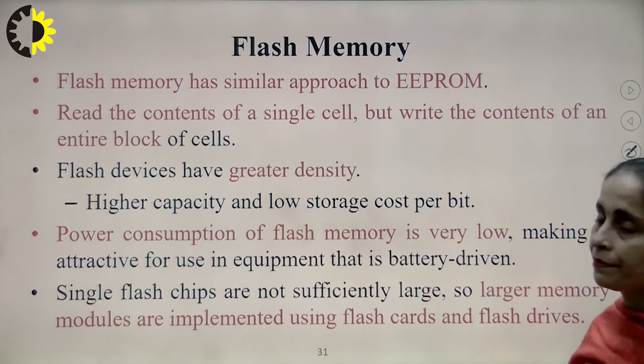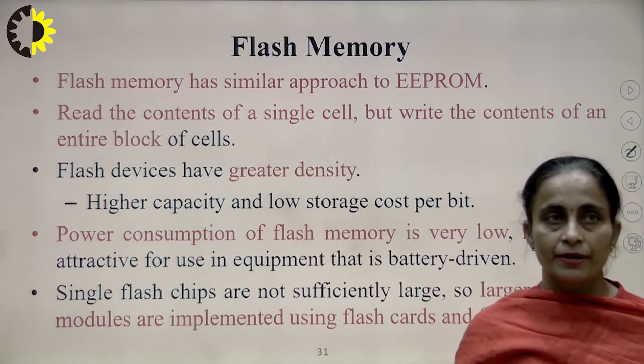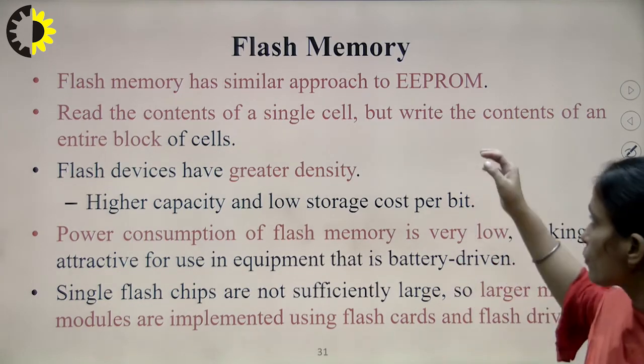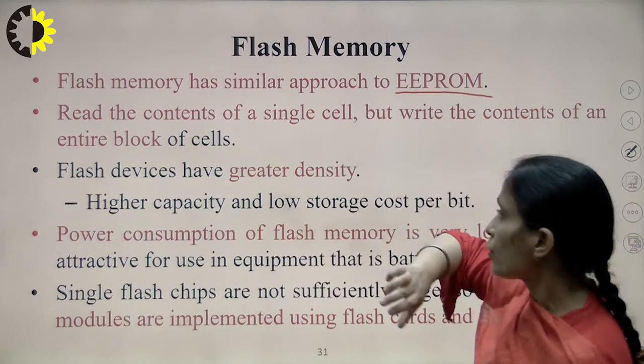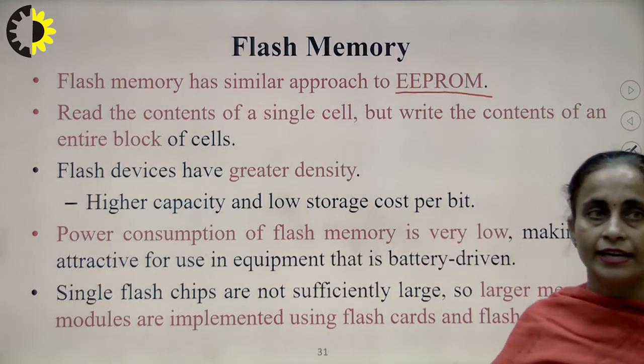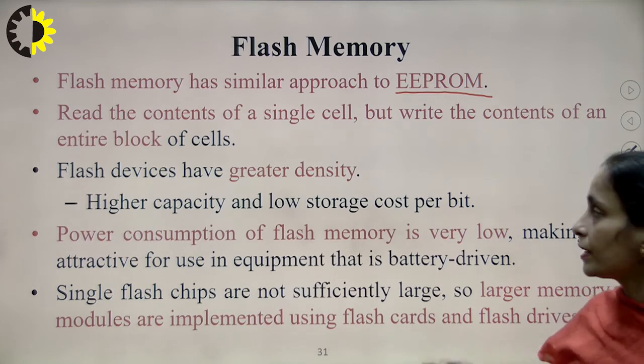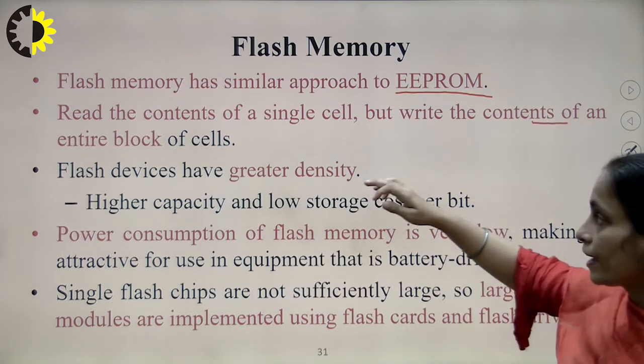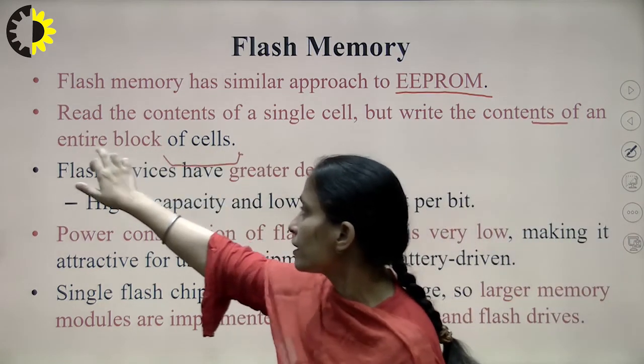Then moving on to flash memory. Flash memory has the same approach that our EEPROM follows: it reads the contents of a single cell, but it writes the contents of an entire block of cells. This is the basic difference.